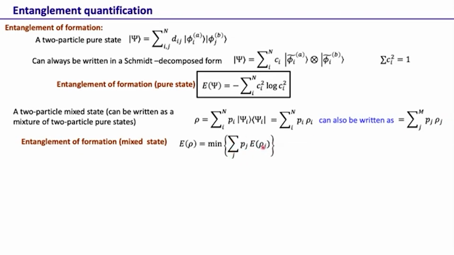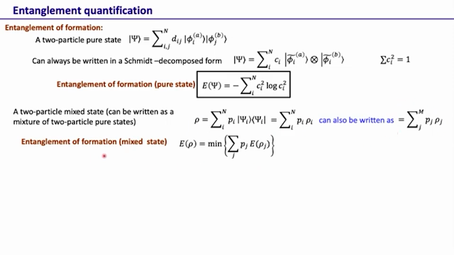Of course, we have the definition only for the pure state. So when we write a mixed state as a mixture of pure states with weightage Pj, where rho j is the individual pure state, this is the entanglement of formation of rho j times the weightage, and this is for this particular decomposition. But again, there can be several such decompositions. This diagonal one is one unique such representation, but there can be several.